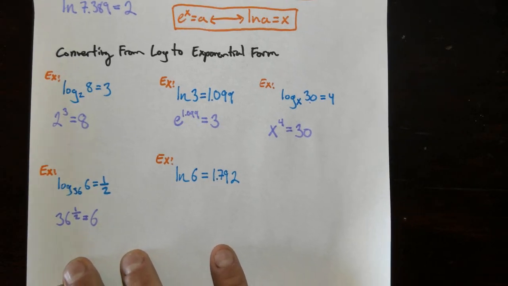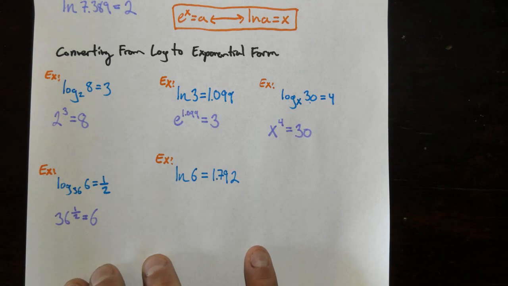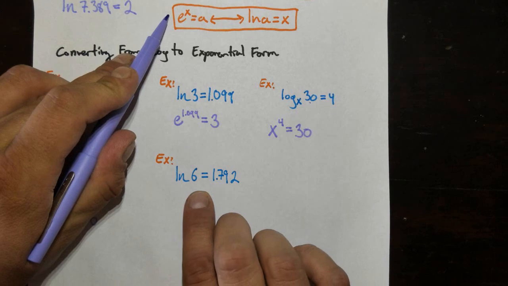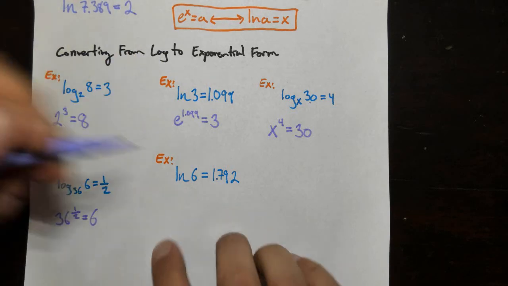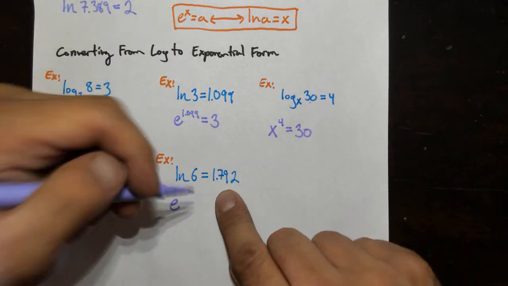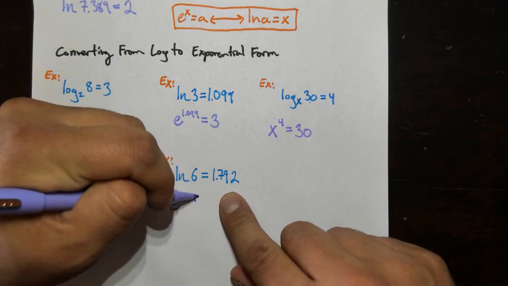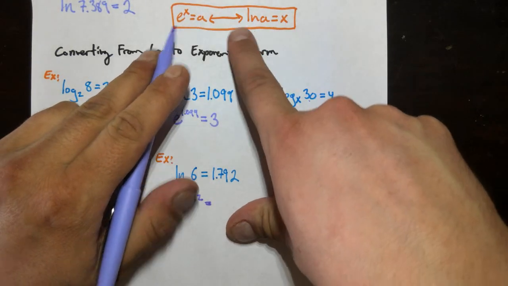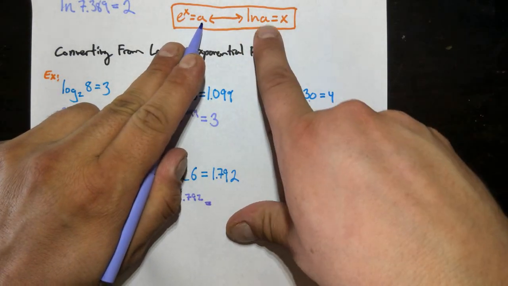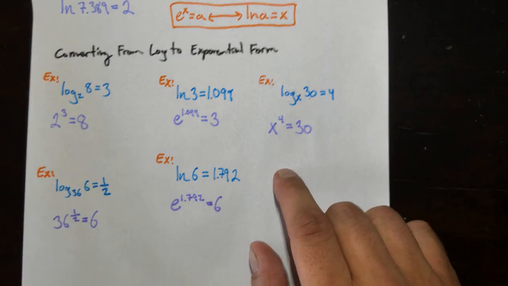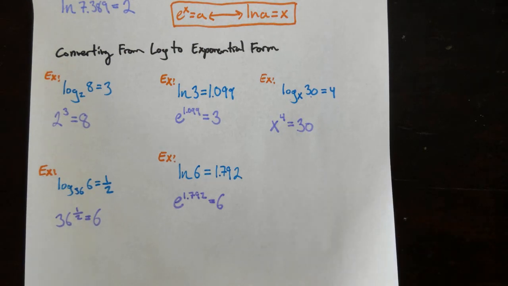All right. And then finally, this last one. This is a natural log, so I'm going to be dealing with the second one here. So I'm going to convert it to e, so I need to write my e. e to the x, well, in this case, x is 1.792, is equal to a, and a is 6. So just like that. And that is how we convert between exponential and log form.